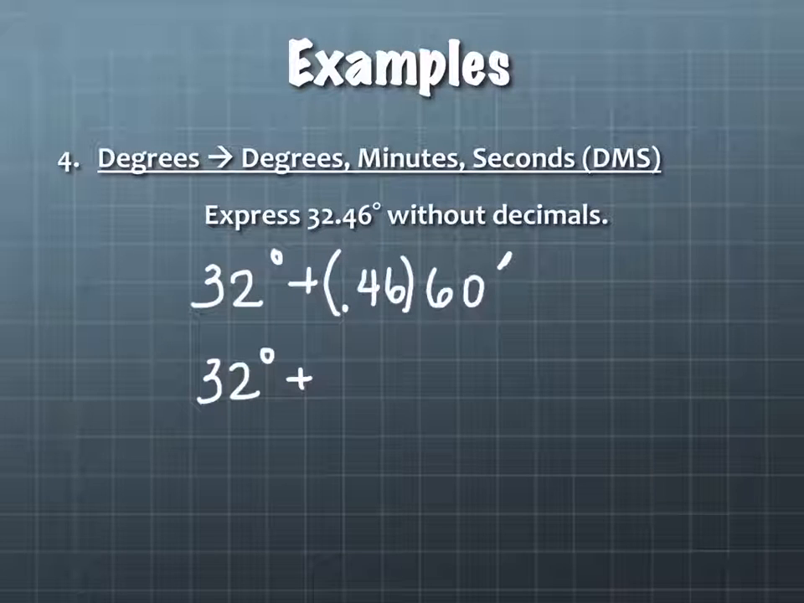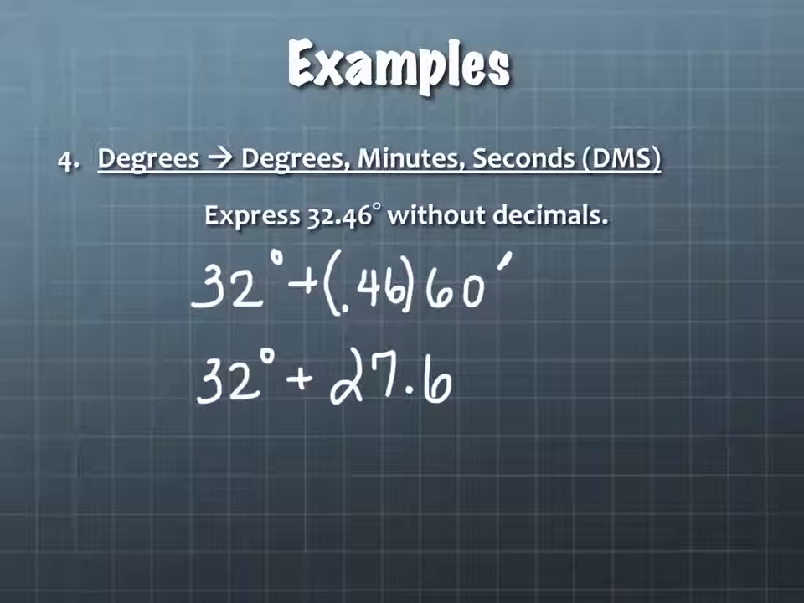I think you might have done 32.46 times 60. We just want the 0.46. Oh, sorry, I only moved the decimal. Okay, what did you get? 27.6. Okay, better. 27.6, like this. Excellent. So that's 27.6 minutes.